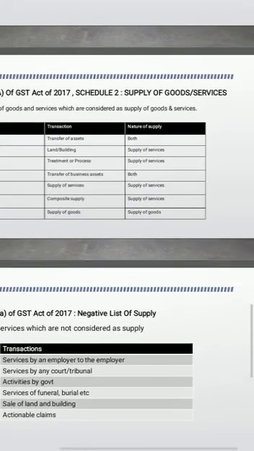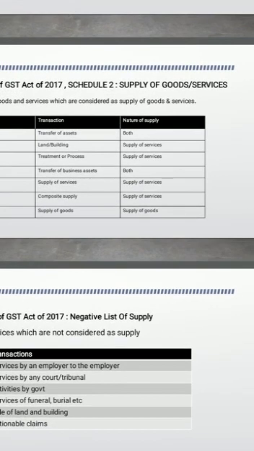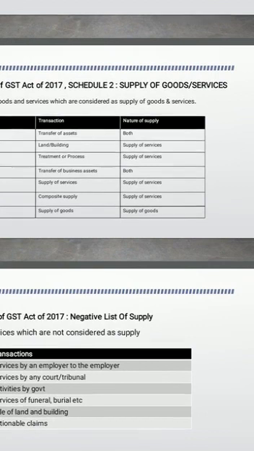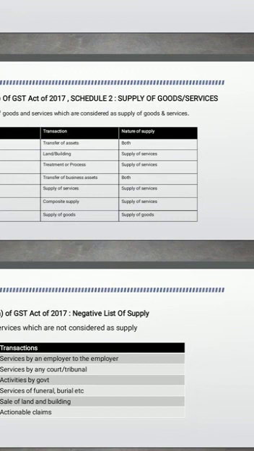Here you can see transaction and the nature of the supply. Transaction: transfer of asset. When you transfer any goods or asset, the nature of the supply will be either the supply of goods, or it may also be the supply of services. Next, land and building. When you rent or lease your land or building, it is known as the supply of the services.